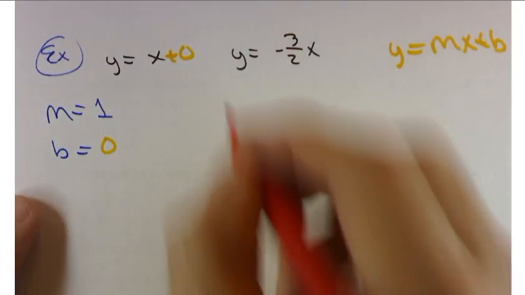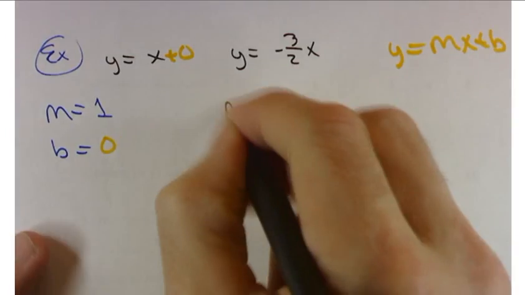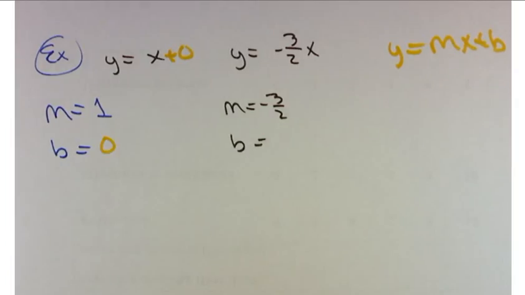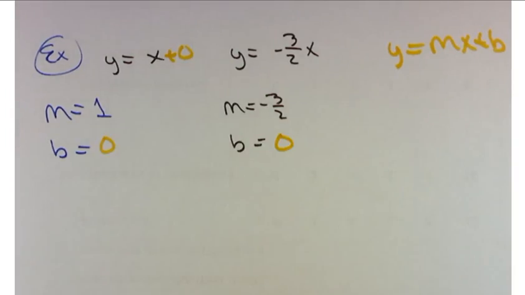How about over here for the second one? All right, so for the second one, m equals negative 3/2. What about the slope, or excuse me, the y-intercept in the second one? All right, so I'm getting hand signals thrown in from the sidelines, and he's right. 0.